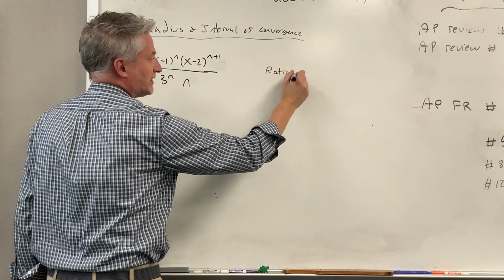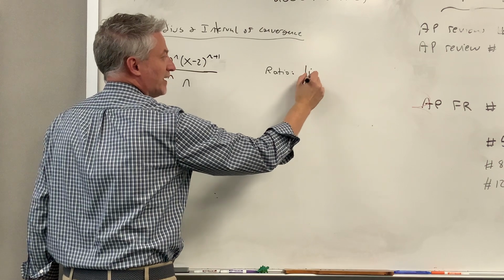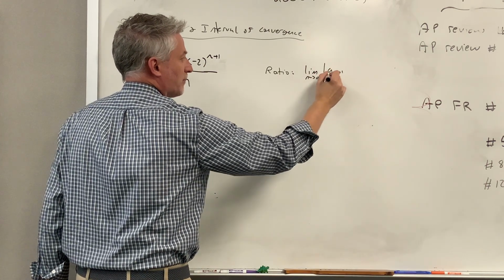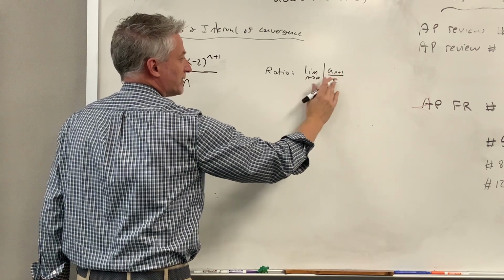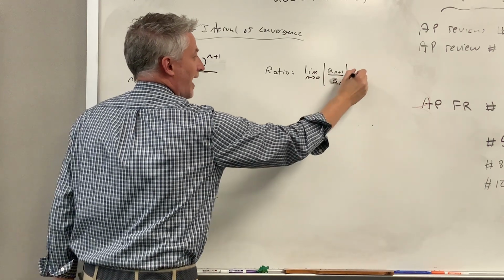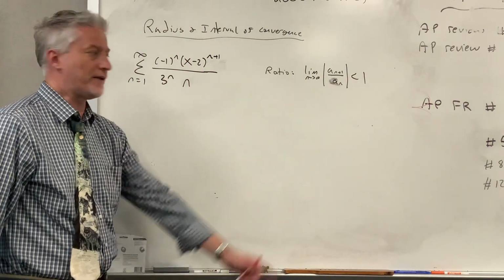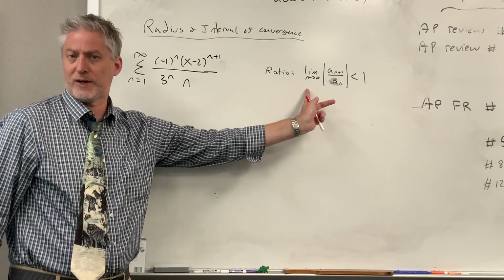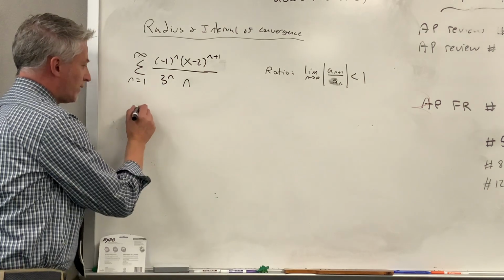The ratio test says that if we take the limit as n goes to infinity of the next term and divide it by the original term a sub n, as long as it's less than 1, we know that this will converge. So we're going to apply the ratio test for this. So let's go ahead and do that.